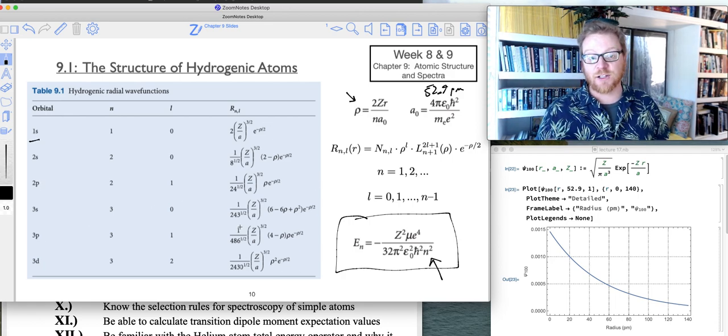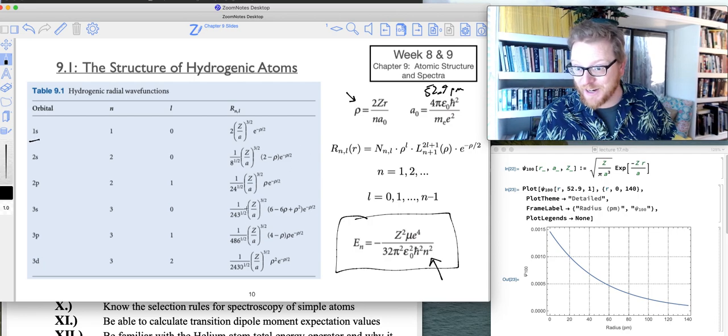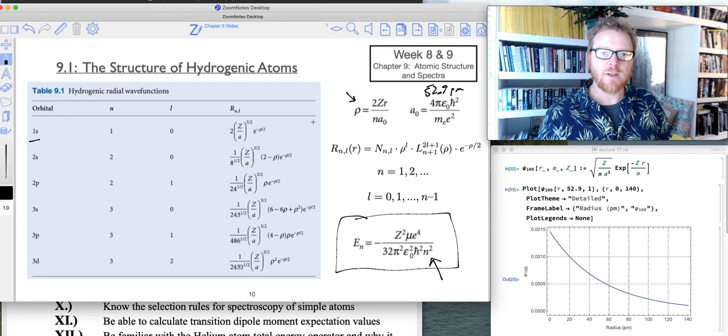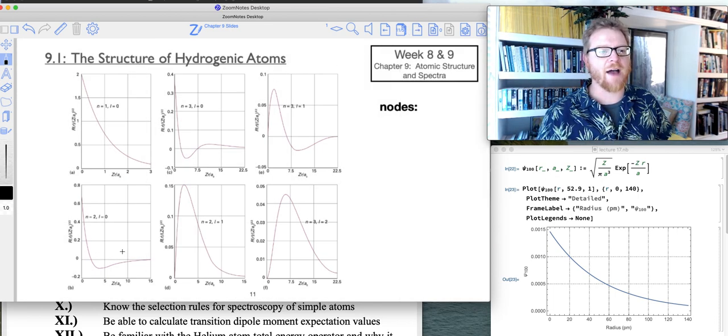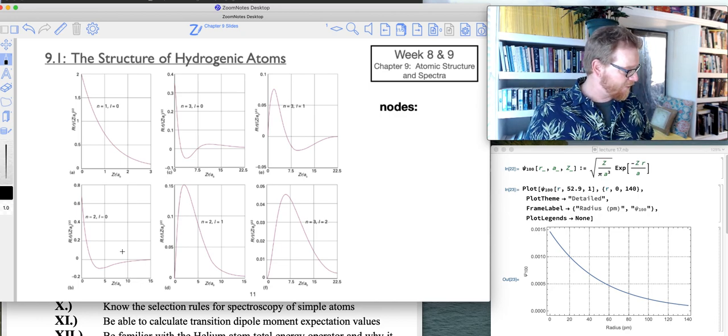Okay, very cool. So now as we move on to the 2s, 2p, etc., you can see the radial wave function does get a little more complicated. And that's all right because we have them all tabulated here for us. Okay. So let's take a look at what these plots look like. So here is a graph of all of the radial wave functions.